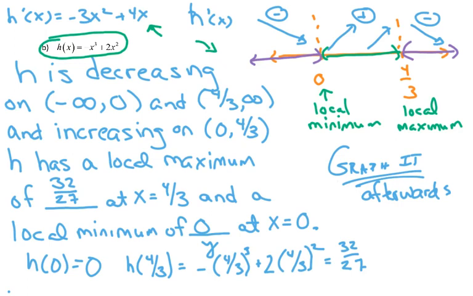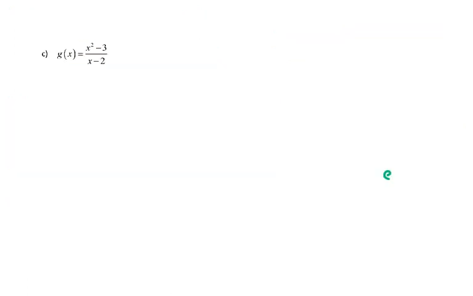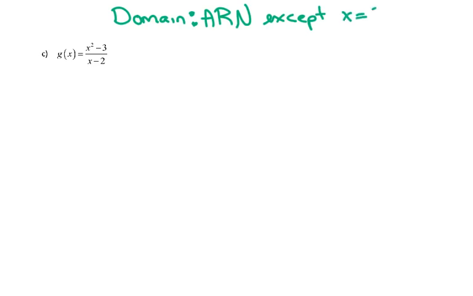This was just such good practice. Now, let's see if we can get this one done in the remaining 10 minutes that I have. So what do we need first? We need the domain. So this is all real numbers except what? Do you see why? Can't plug 2 into the denominator.